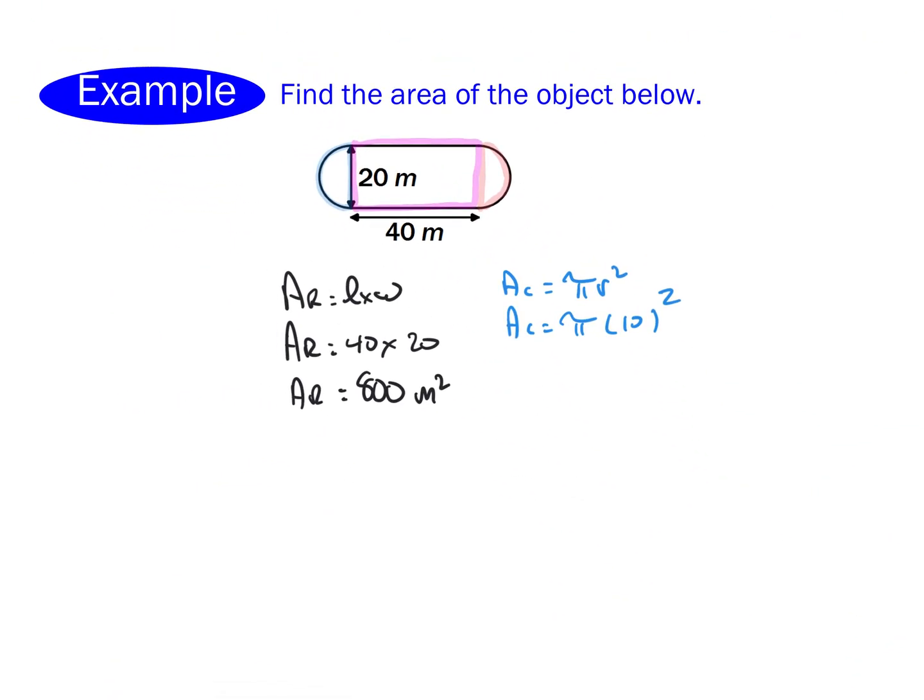So order of operations says we have to do the squaring first. 10 squared is 100. And we multiply that by pi. We get 314.16 meters squared if we round it to 2 decimal places, which again is what we should do. So we get 314.16 meters squared.